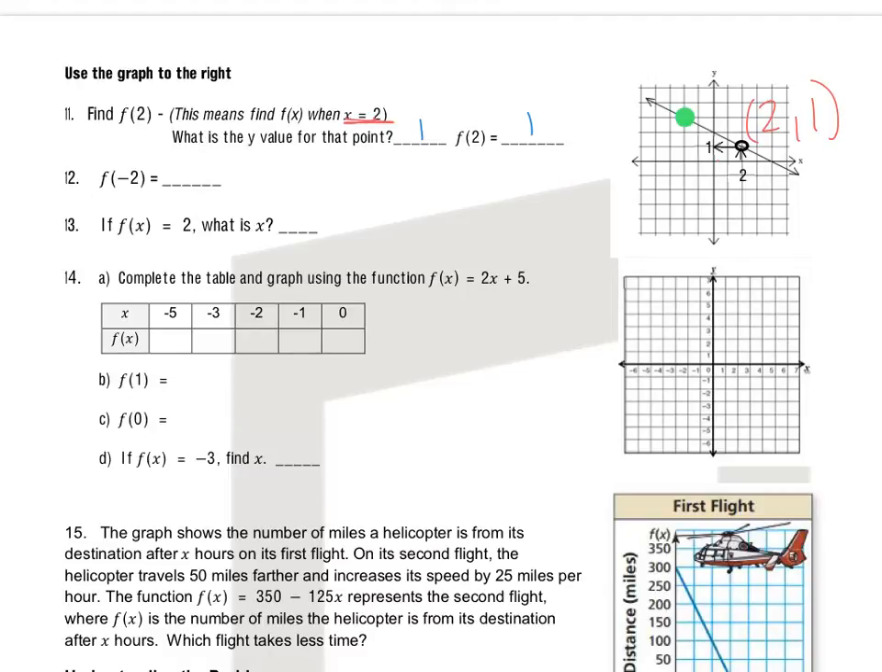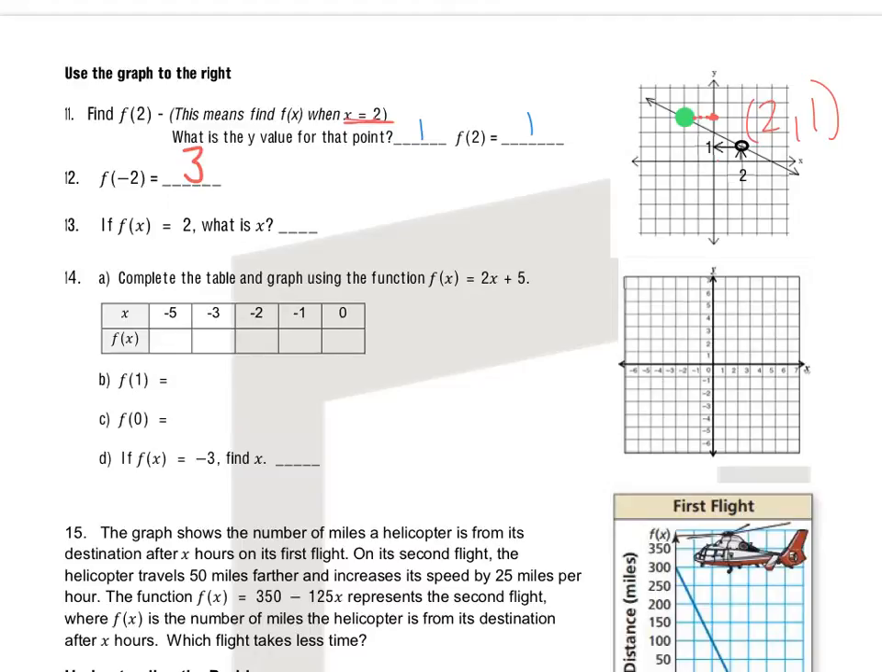So we need to figure out what that y value is. So we're going to go over, and that y value there is positive 1, 2, 3. So f of negative 2 is positive 3.